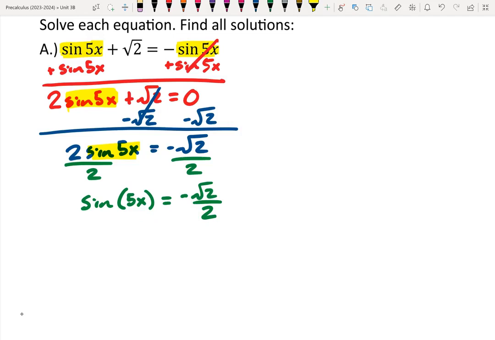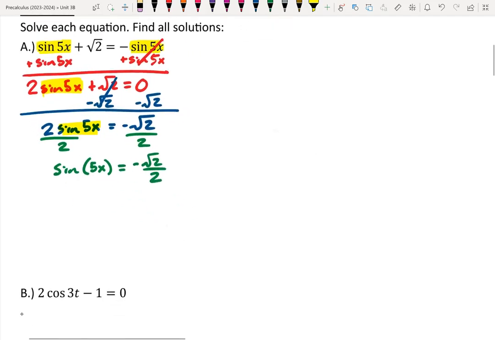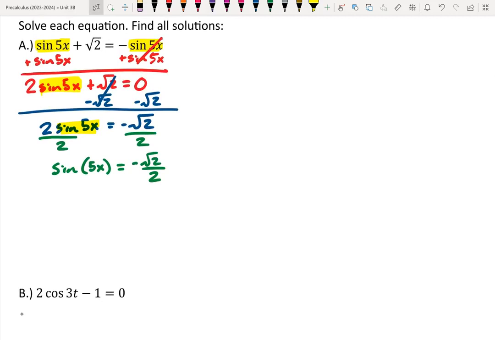First off, we need to undo the sine. And to do so, we look at our unit circle. So if you haven't gotten your unit circle out, please get it out. We will be using it quite heavily today. Okay, looking at your unit circle, when is sine equal to negative rad 2 over 2? Let's look that over. When does that happen?